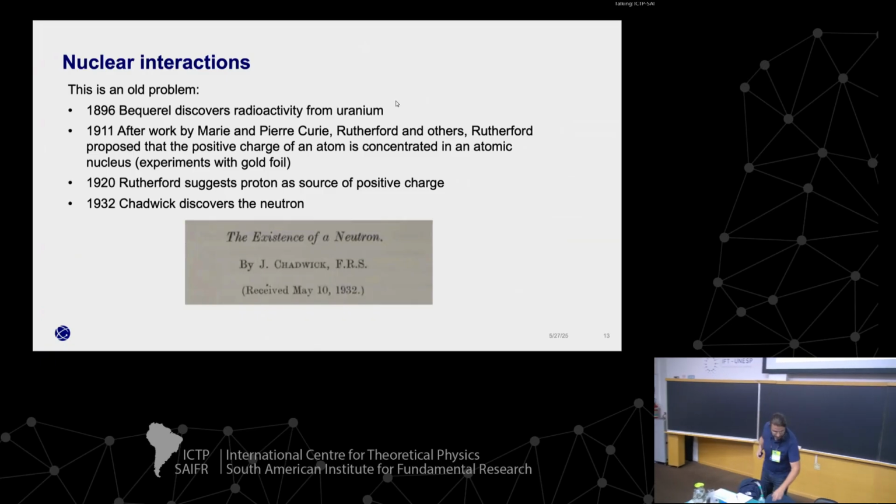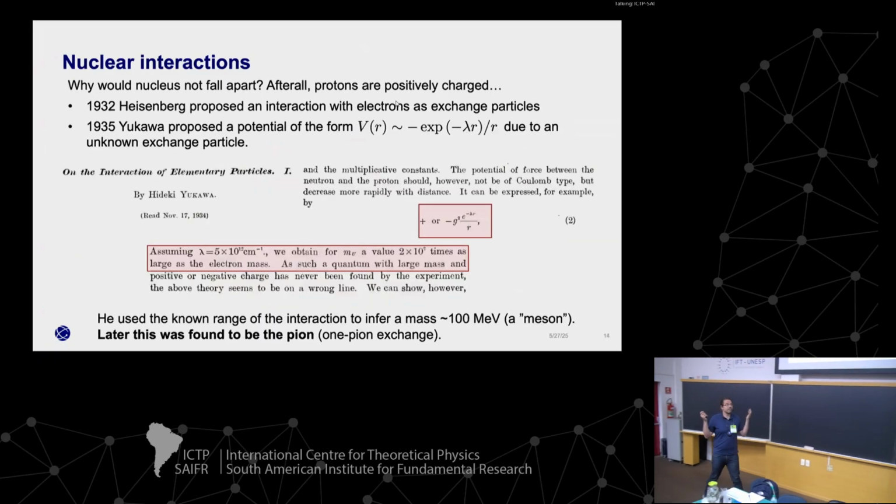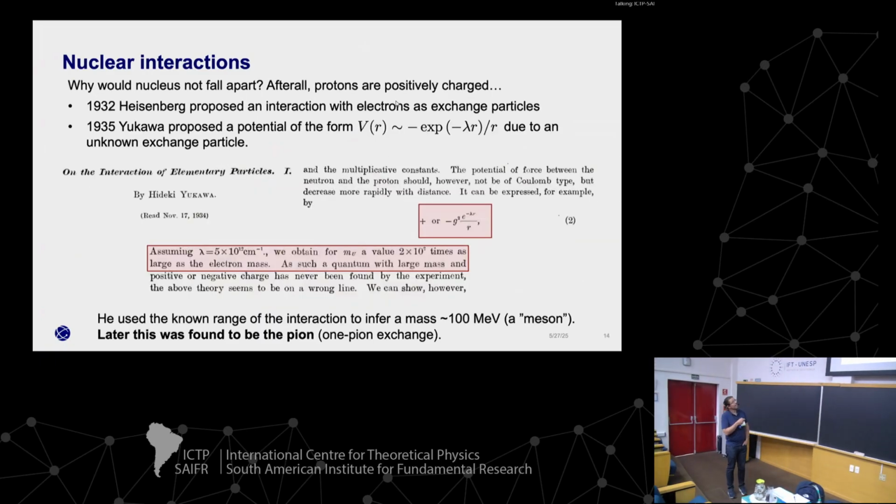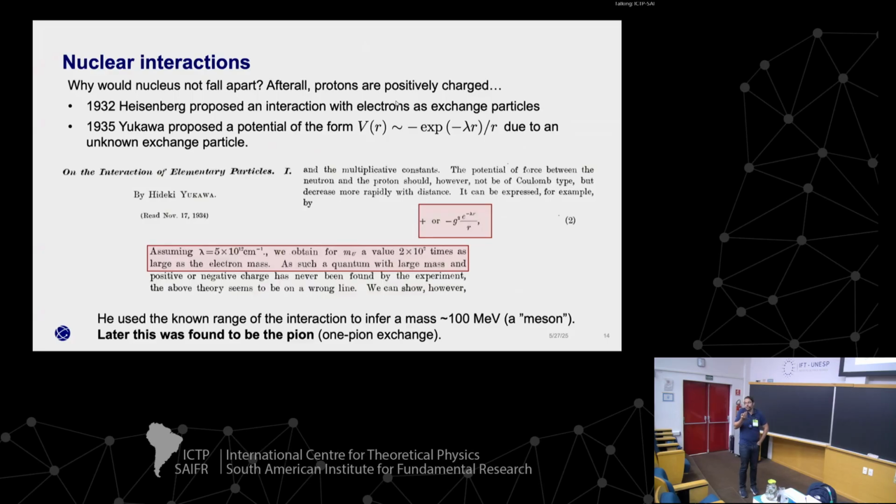But the question is, why would this thing not just fall apart? Because protons are positively charged, right? So why would the atomic nucleus not fall apart? And actually, in 1932, there was the first proposal that neutrons are just like protons and electrons, very tightly bound, and there's an exchange interaction between them where the electron is the exchange particle. This was proposed by Heisenberg.